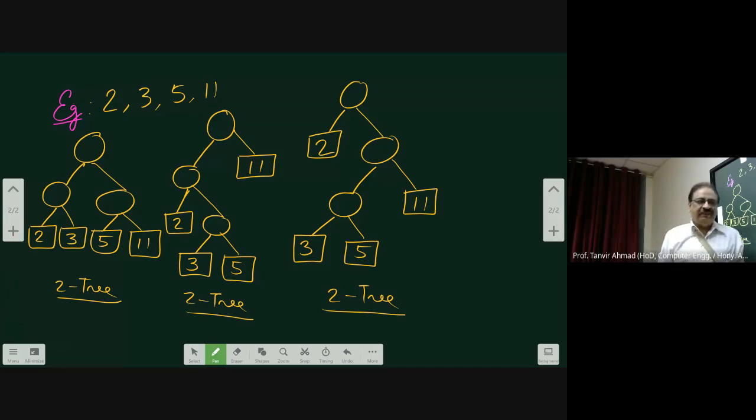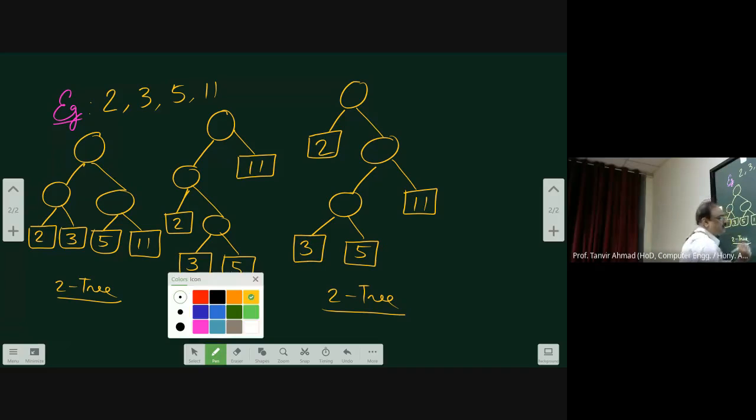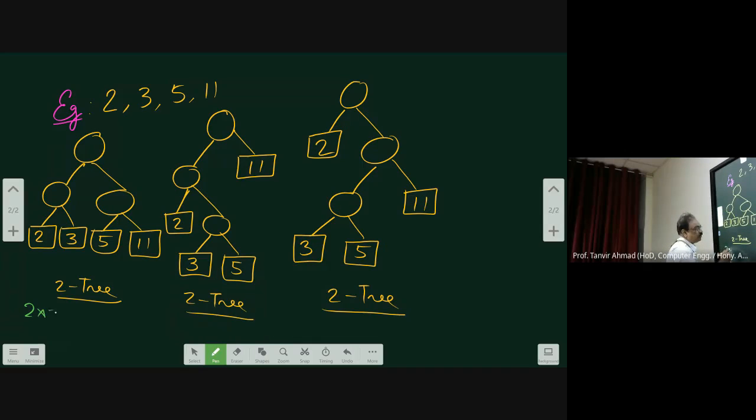That means with 4 nodes, I can make many trees. And in those 2 trees, the nodes might be at different positions. Now, the question is, if with this tree, I want to find the path length of this tree. Now, in that case, what is the path length for this? You are going to multiply the length by the weight. Therefore, for this one, I can calculate like this. This is 2 into 2 plus 2 into 3 plus 5 into 2 plus 2 into 11.